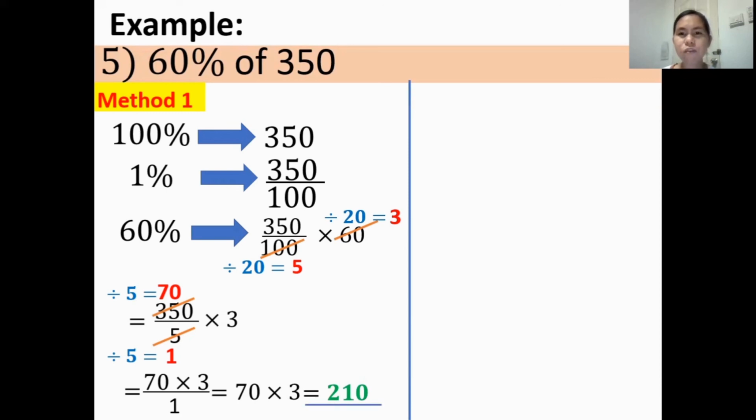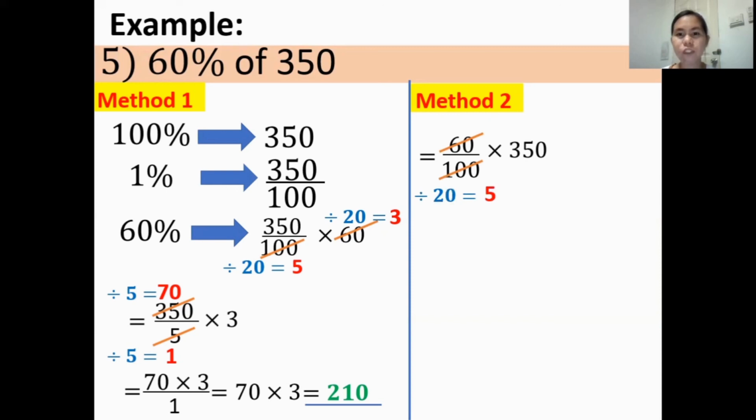So using the method 2, we all know that the 60% is equal to 60 over 100. So multiply by 350. We can also say that 100 and 60 are divisible by 20. So 100 divided by 20 equals 5. 60 divided by 20 equals 3. So the remaining numbers are 3 over 5 times 350.